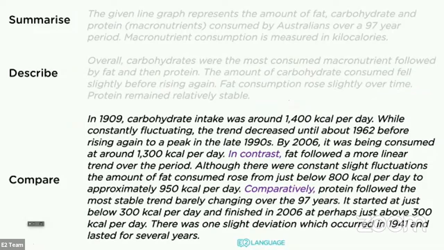In contrast, fat followed a more linear trend over the period. Although there were constant slight fluctuations, the amount of fat consumed rose from just below 800 kilocalories per day to approximately 950 per day. Comparatively, protein followed the most stable trend, barely changing over the 97 years. It started at just below 300 kilocalories per day and finished in 2006 at perhaps just above 300 per day. There was one slight deviation which occurred in 1941 and lasted for several years.